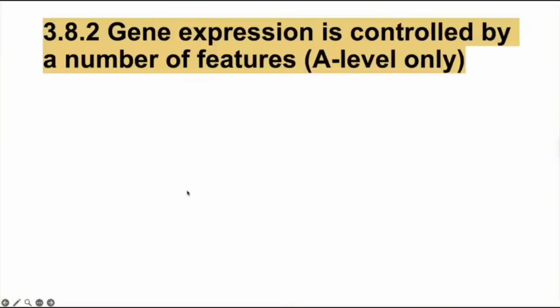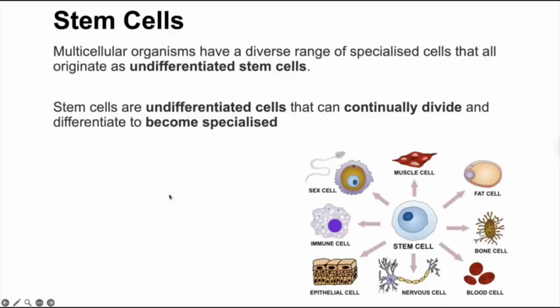3.8.2 then is gene expression. And we start with stem cells. And in multicellular organisms, there are a diverse range of specialised cells, but they all originated from undifferentiated stem cells. So a stem cell is an undifferentiated cell, meaning it hasn't become specialised yet, that can continually divide, and it can then go on to differentiate to become a specialised cell, as we can see here.